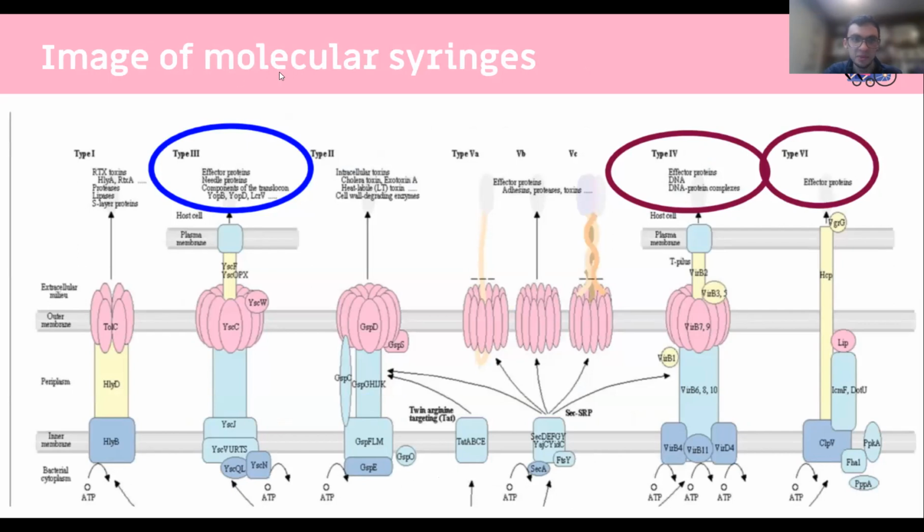There are different types of molecular syringes that are used for effector proteins to be released. They also have a variety of other mechanisms. They can affect DNA and DNA protein complexes. The reason why these are important is they specifically punch holes in eukaryotic cells and put their toxins or effector proteins in a particular cell. So it's not wasted. It is very specific.